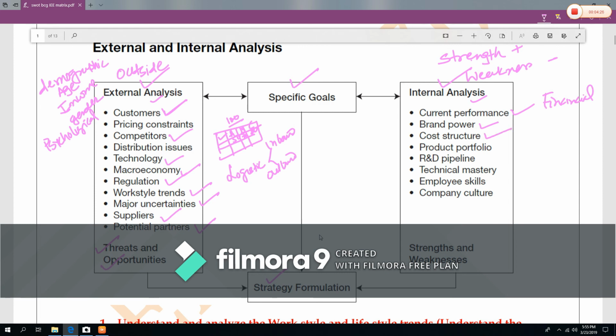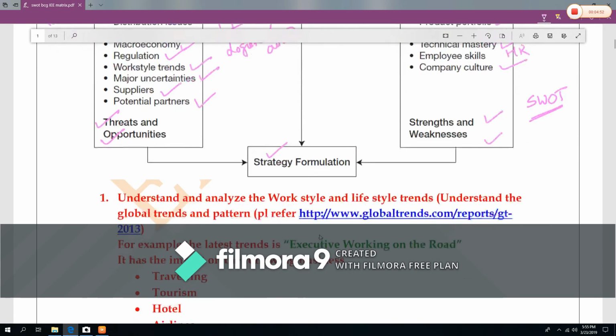What is your cost structure? What is your product portfolio? How many products are you offering? Research and development pipeline, technical mastery, employee skills, which is related to HR, and company culture. All these things you need to identify, and that will help you to identify your strength and weakness. So this idea will definitely help you to understand the SWOT analysis.